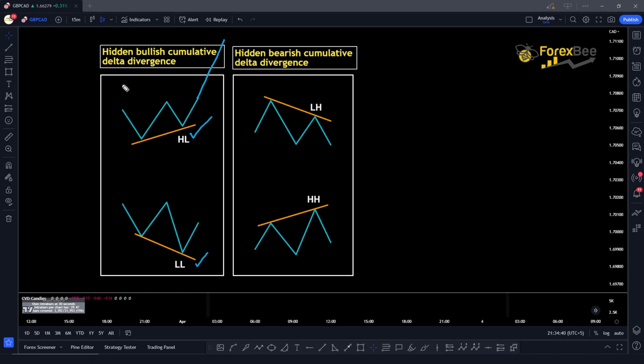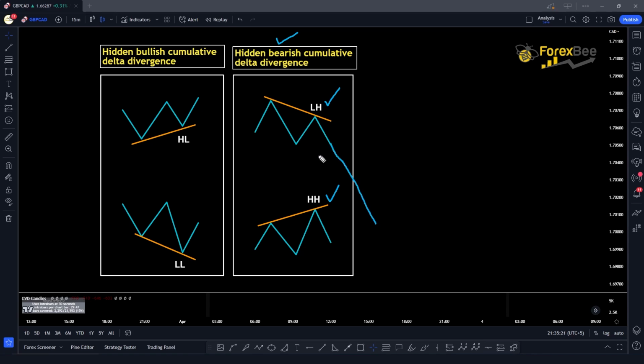So using this hidden bullish cumulative volume delta divergence, we are able to forecast the bullish movement of the market. And the other type of the hidden divergence is the hidden bearish cumulative delta divergence, and in this the price action makes this lower high. However, the cumulative volume delta indicator is making a higher high, as you can see in this case here, and because of this deviation, there is a hidden bearish cumulative delta divergence. What this forecasts is that there is going to be a bearish move in the market.